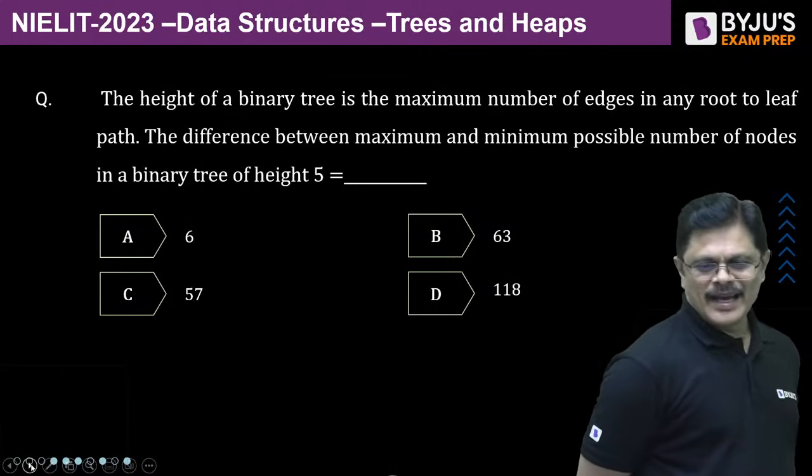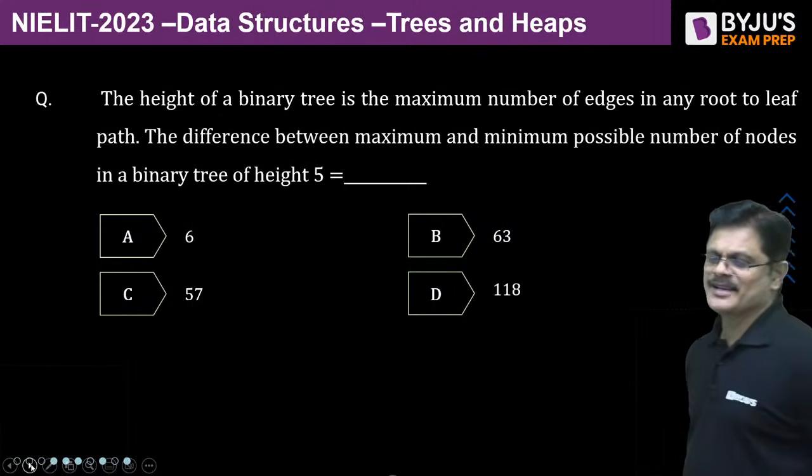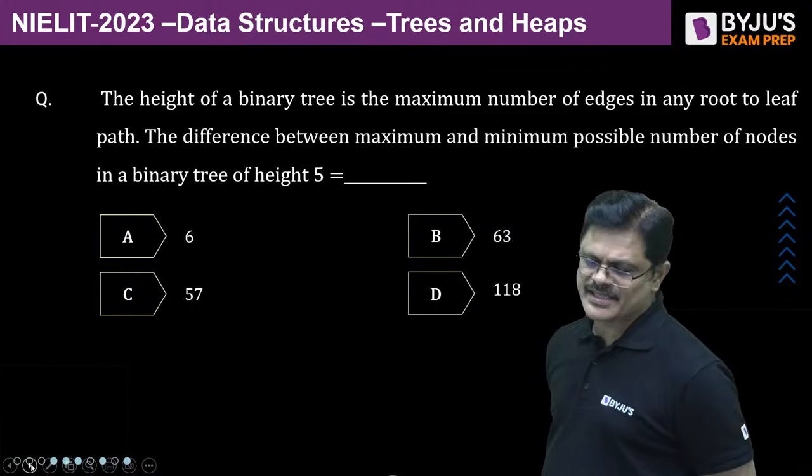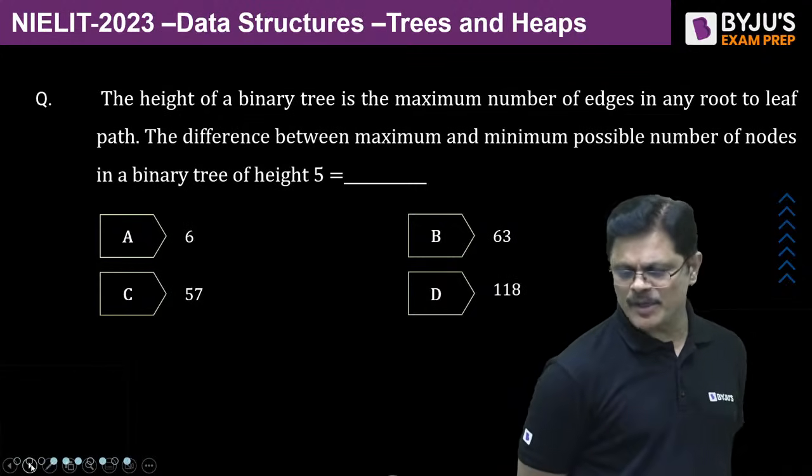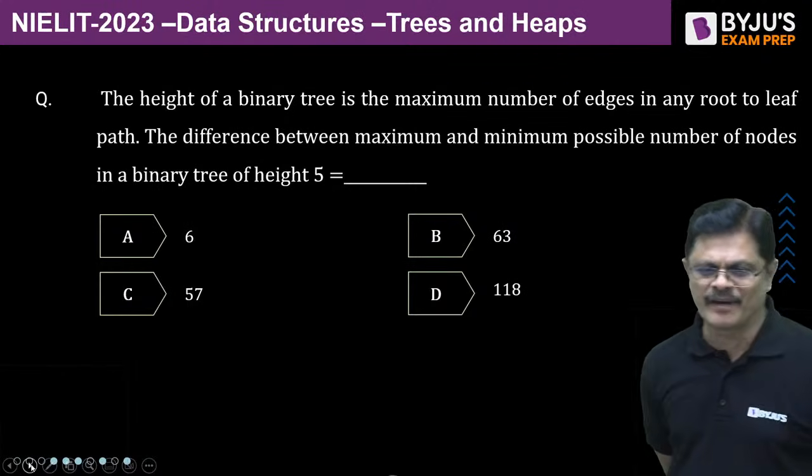Next one. The height of a binary tree is the maximum number of edges in any root to leaf path. Same story. The difference between the maximum and minimum possible number of nodes in a binary tree of height 5.